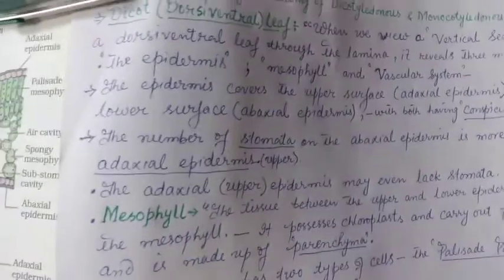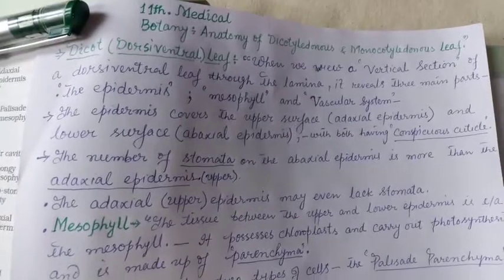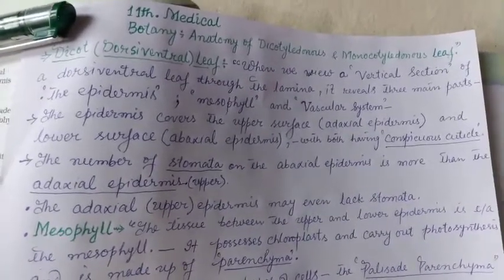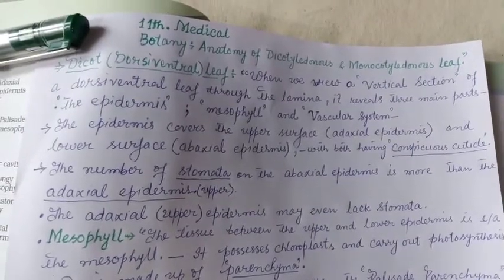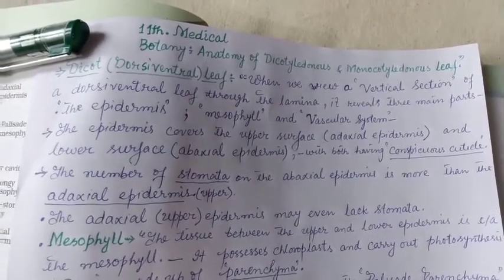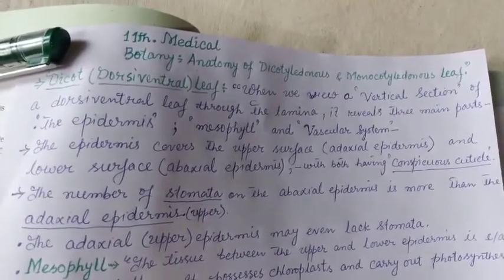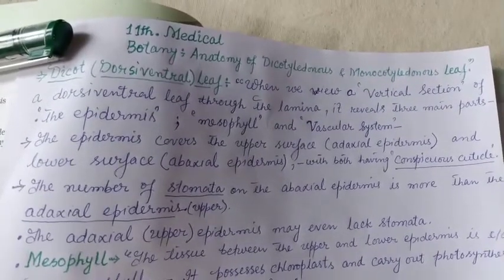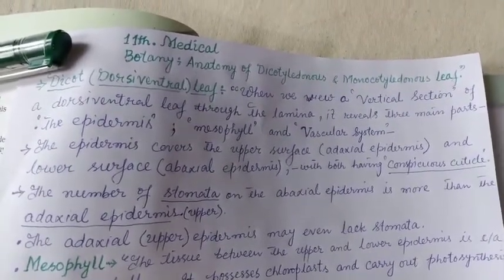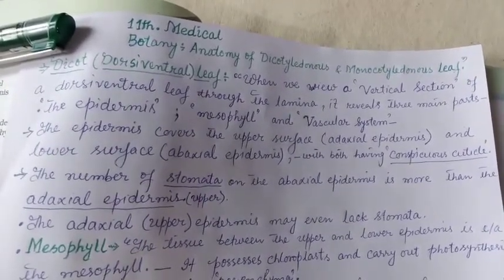Now the dicot leaf, also called the dorsiventral leaf. Dorsiventral because it has a clear-cut dorsal face and a ventral face, which are distinguishable. When we view a vertical section of a dorsiventral leaf through the lamina, it reveals three main parts: the epidermis, mesophyll, and the vascular system.